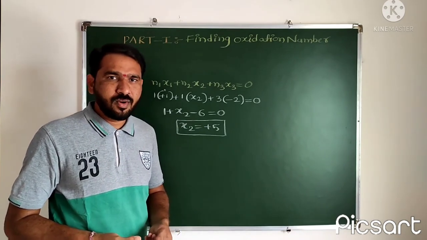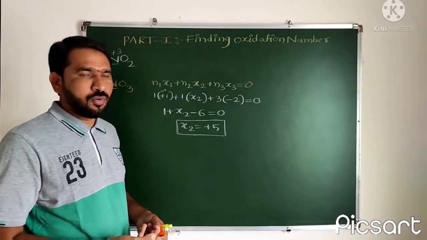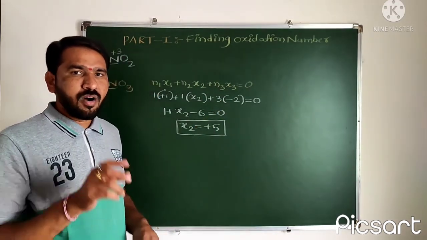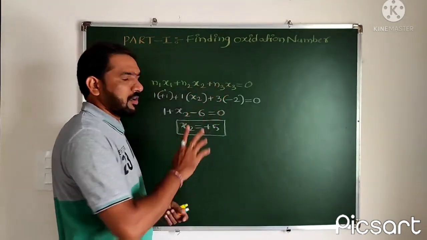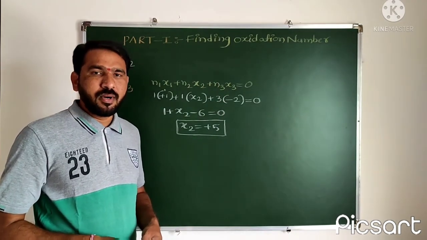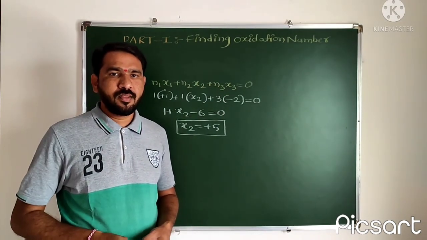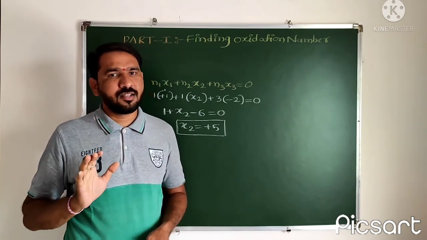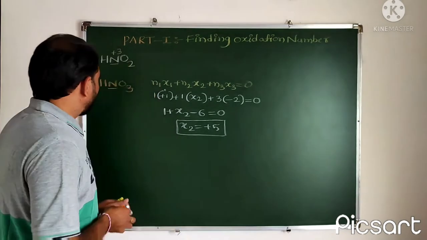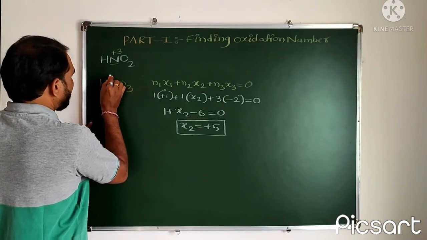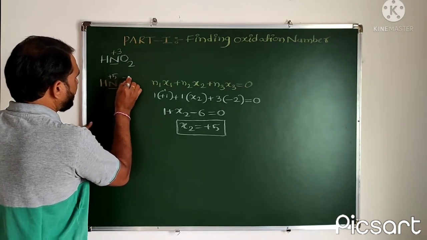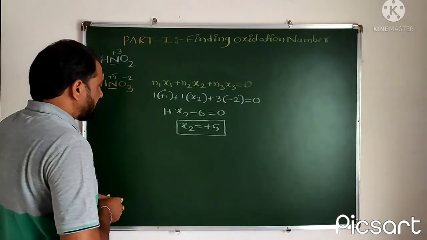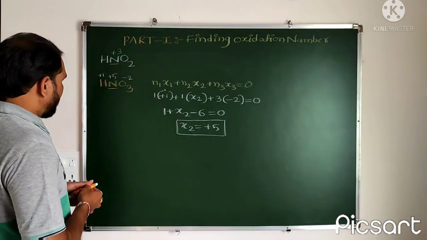Is it clear? Okay. So from the exam point of view, use this type of formula because marks are there for the formula. But at competitive level, without using the formula, we can directly get the answer. So here plus 5 oxidation number for nitrogen, minus 2 for oxygen, plus 1 for hydrogen. Let me discuss the next example.